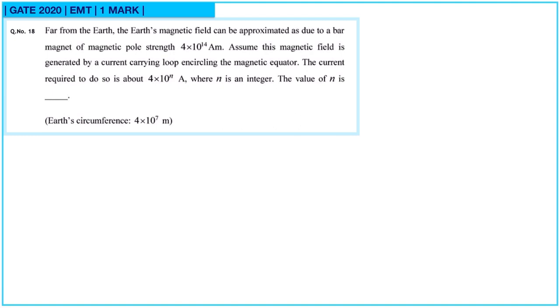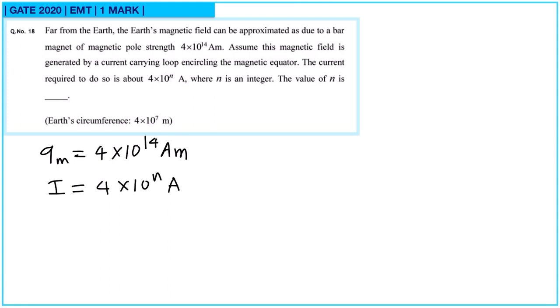Next question, 18. The Earth's magnetic field can be approximated as due to a bar magnet of magnetic pole strength 4 into 10 to the power 14 ampere meter. Assume this magnetic field is generated by a current carrying loop encircling the magnetic equator. The current required to do so is about 4 into 10 to the power n ampere, where n is an integer, the value of n is? And Earth's circumference is given, that means 2 pi r is equal to 4 into 10 raised to 7 meter, this is given.